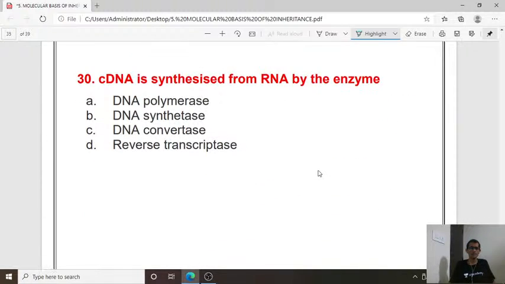And the last question, cDNA. cDNA is synthesized from RNA by the enzyme called reverse transcriptase. It is the enzyme which is responsible for the conversion of RNA into DNA. We can say complementary. It's not circular, it is complementary DNA, sorry for that. So it is complementary DNA synthesized from RNA. RNA is converted into DNA, especially observed in RNA viruses, for example HIV, which undergoes the reverse transcription phenomenon.